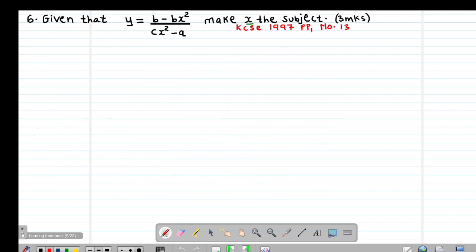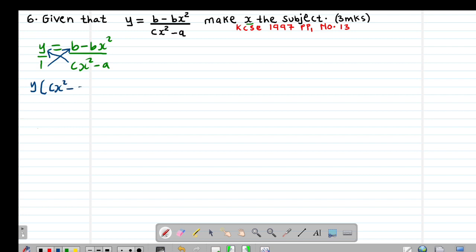Then we move to our example number 6, which is also a past KCSE question done in 1997, paper 1, question number 13, which reads: given that y is equal to b minus bx squared, the whole thing divided by cx squared minus a, make x subject of the formula. So the first thing I'm going to do is to eliminate the fraction by cross multiplying. So we are going to have y into bracket cx squared minus a, which should be equal to 1 times b minus bx squared.